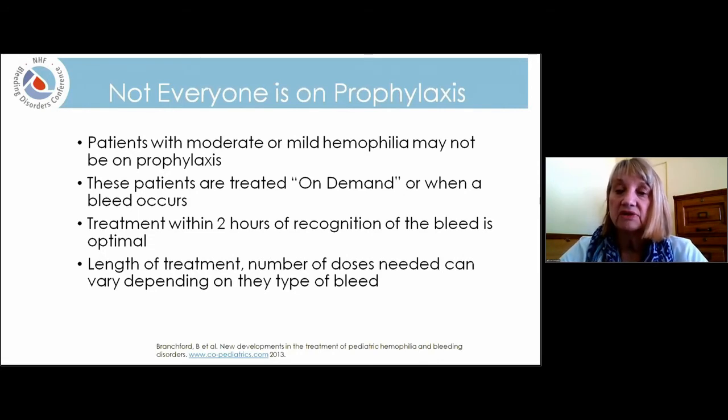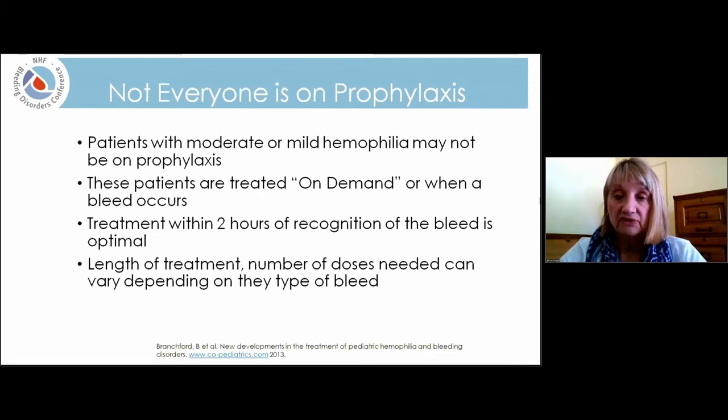This is 2 hours from the recognition. Those of you with very young children may not know that your child has a bleed going on. You may put them to bed thinking they're perfectly fine, and when they wake up in the morning, or they may wake up in the middle of the night, they're irritable, they're not moving an extremity. That's when you recognize that they're having a bleed. So we really encourage you to get treatment within 2 hours of recognition.